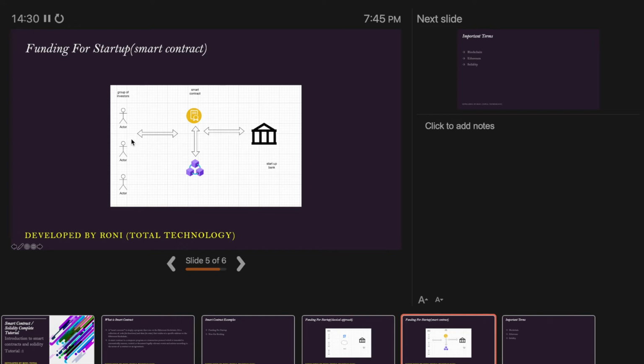So what will happen? Suppose there are only 3 investors, and they are sending 1 million, 1 million, 1 million. So 3 million is definitely greater than 1 million. That fund will be automatically received by this company, and whenever this person makes a profit, that 1% will automatically go to the investors. So everything is automated.